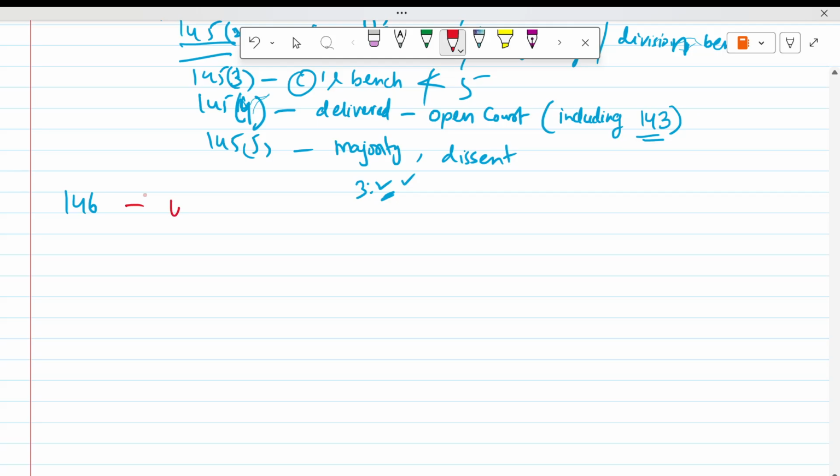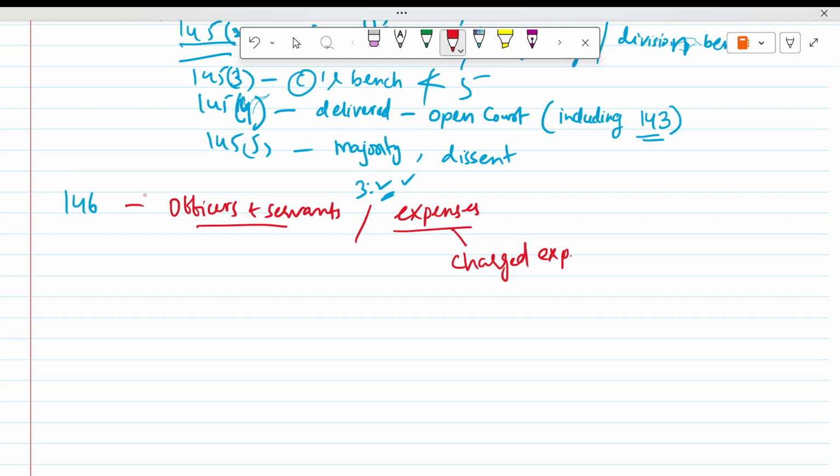Article 146: officers and servants of the Supreme Court and expenses of the Supreme Court. The expenses of the Supreme Court are charged upon the Consolidated Fund; they are covered under the charged expenditure. This word is important.